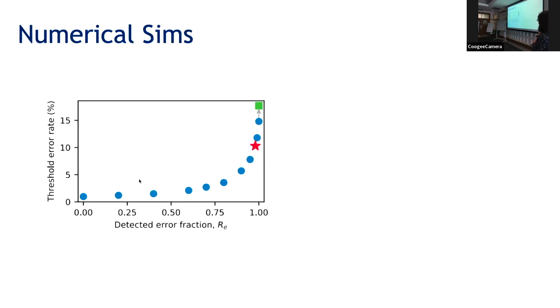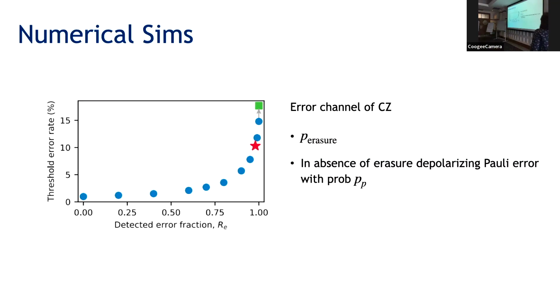Okay, so again, numerical simulations. We plot threshold versus the erasure fraction, and we get a super high threshold. This star marks the point when Re is equal to 98%. So in these ytterbium atom qubits, we expect in practice your Re is going to be about 98%. And so for that Re, we get a threshold of about 10%. Here, our thresholds are also always higher than what we achieved with the circuit-based approach. Not much higher, but still higher.